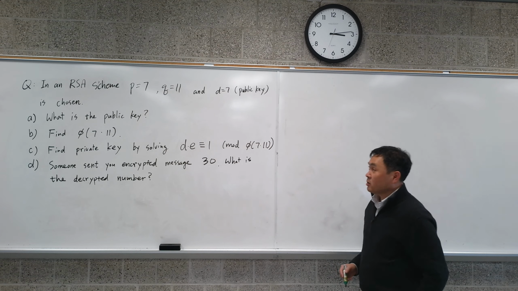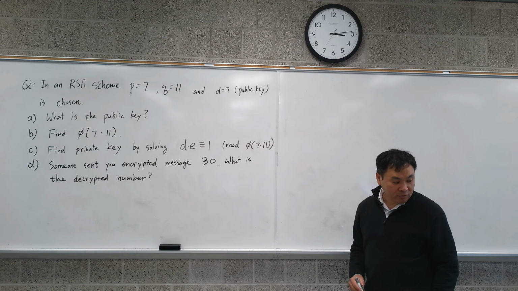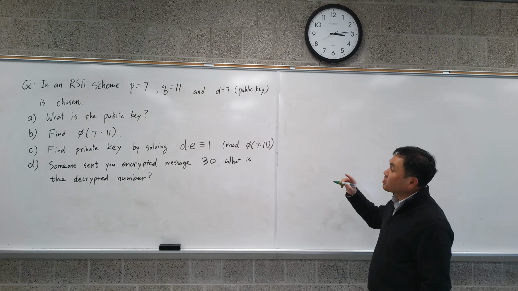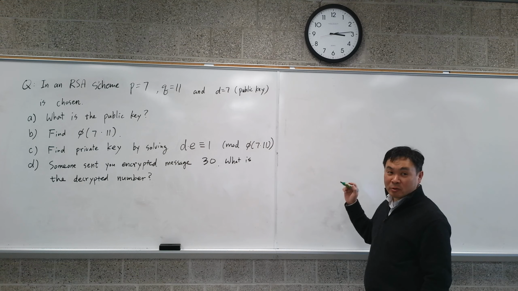Well, the RSA asymmetric encryption system starts out by picking two prime numbers.